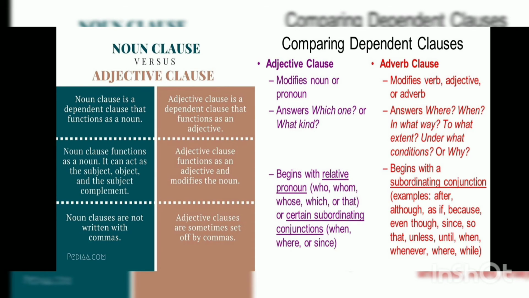An adverb clause modifies the verb, adjective or adverb. Answer where, when, in what way, to what extent, under what conditions or why. It begins with the subordinating conjunction, for example, after, though, as if, because, even, since, etc. So I hope you can understand the basic difference between the adverb clause, noun clause and adjective clause.